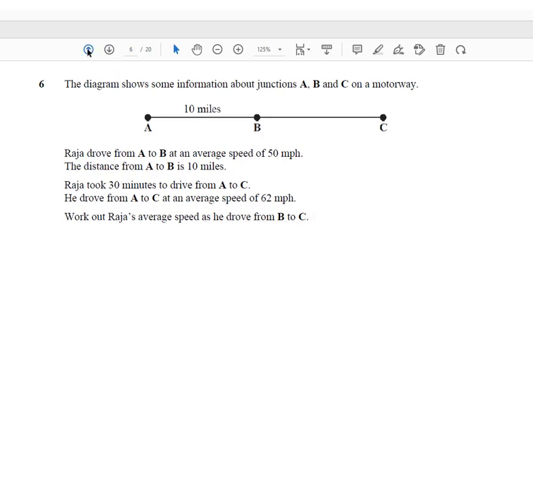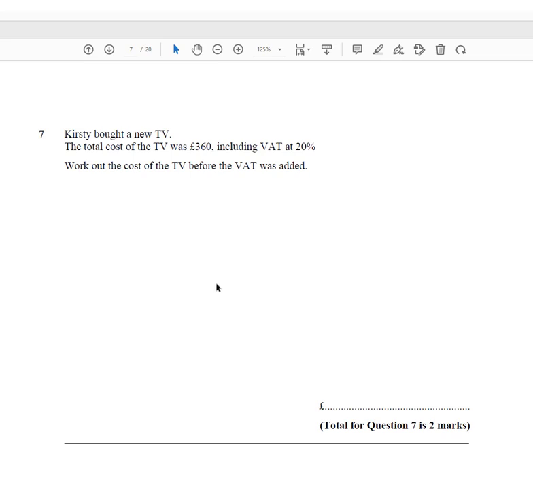Okay, let's move on. Question 7 says Kirsty bought a new TV. The total cost of the TV was £360, including VAT at 20%. Work out the cost of the TV before the VAT was added.